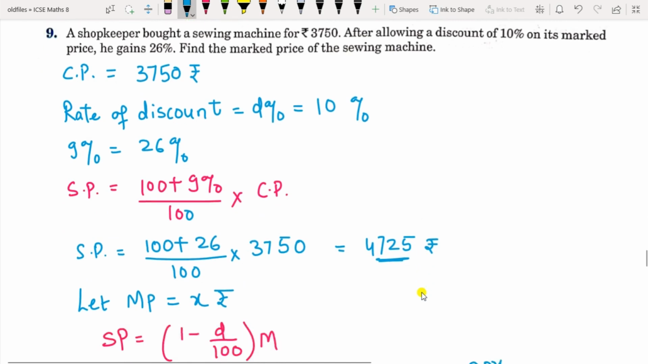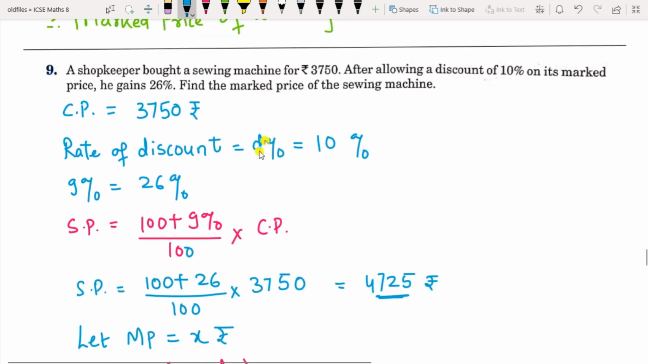9th question is similar to the 8th one. A shopkeeper bought a sewing machine for 3750 after allowing a discount of 10% and gains 26%. Here you can see in the question that the CP is given and discount and gain percent has been given. So you have to solve this way first. You have to find the selling price and then guess MP as X and then apply the formula for SP and D percent to find MP.